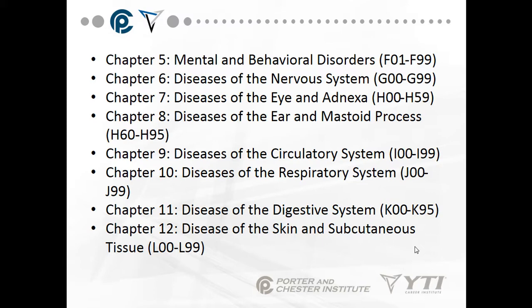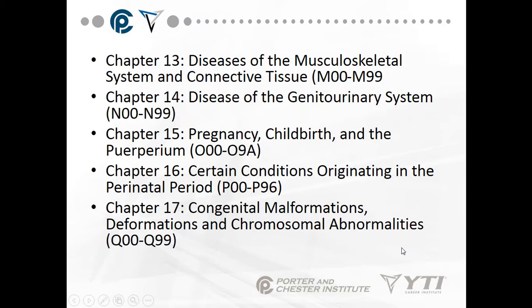Chapter 11 are diseases of the digestive system, the K codes, for Crohn's disease. Chapter 12 are diseases of skin and subcutaneous tissue, the L codes, maybe for psoriasis or eczema. And you'll see cancer codes in the body system codes as well. Chapter 13 are diseases of the musculoskeletal system and connective tissue. This could be a problem with muscular dystrophy. Chapter 14 are diseases of the genitourinary system. They speak for themselves.